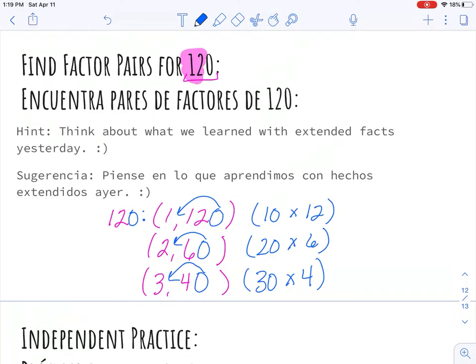So as long as I have the 0 in one of the numbers, those are going to be factors of 120. Oh, I skipped some, sorry. 1 and 120, 2 and 60, 3 and 40, 10 and 12, 20 and 6, 30 and 4. Those are all factor pairs for 120.